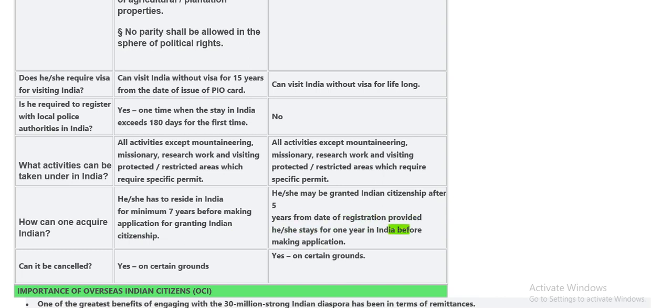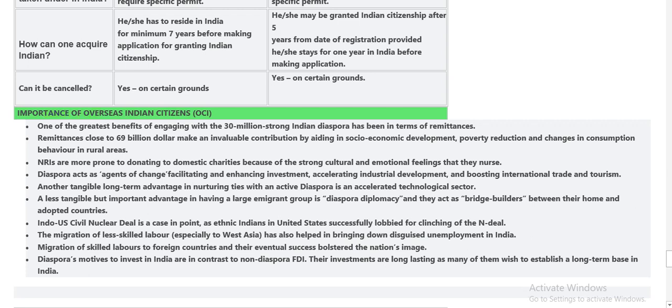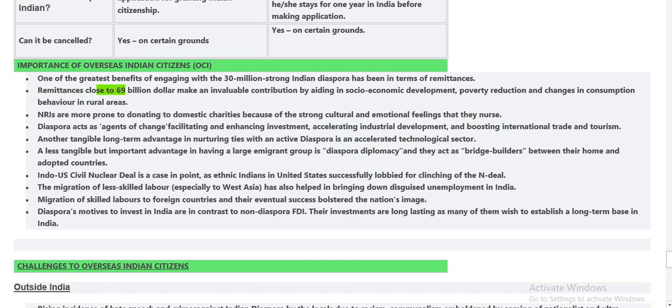for granting Indian citizenship. He or she may be granted Indian citizenship after 5 years from date of registration provided he or she stays for 1 year in India before making application. Can it be cancelled? Yes, on certain grounds. Importance of overseas Indian citizens, OCI.